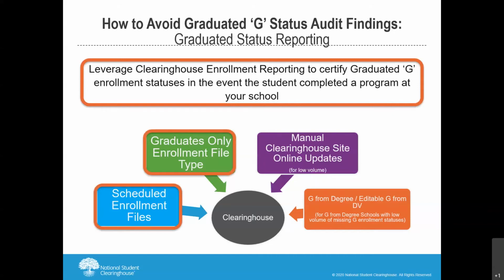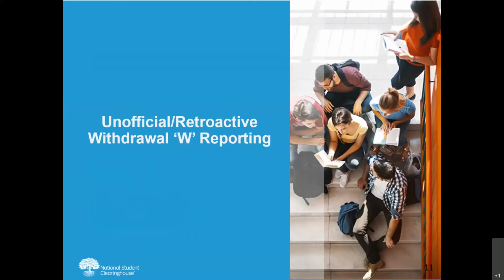So any opportunity to capitalize on a batch option, like the graduates only file layout, file type, or a regular scheduled enrollment file, those are the best choices to avoid the heavy lift if you're working with a volume of students.